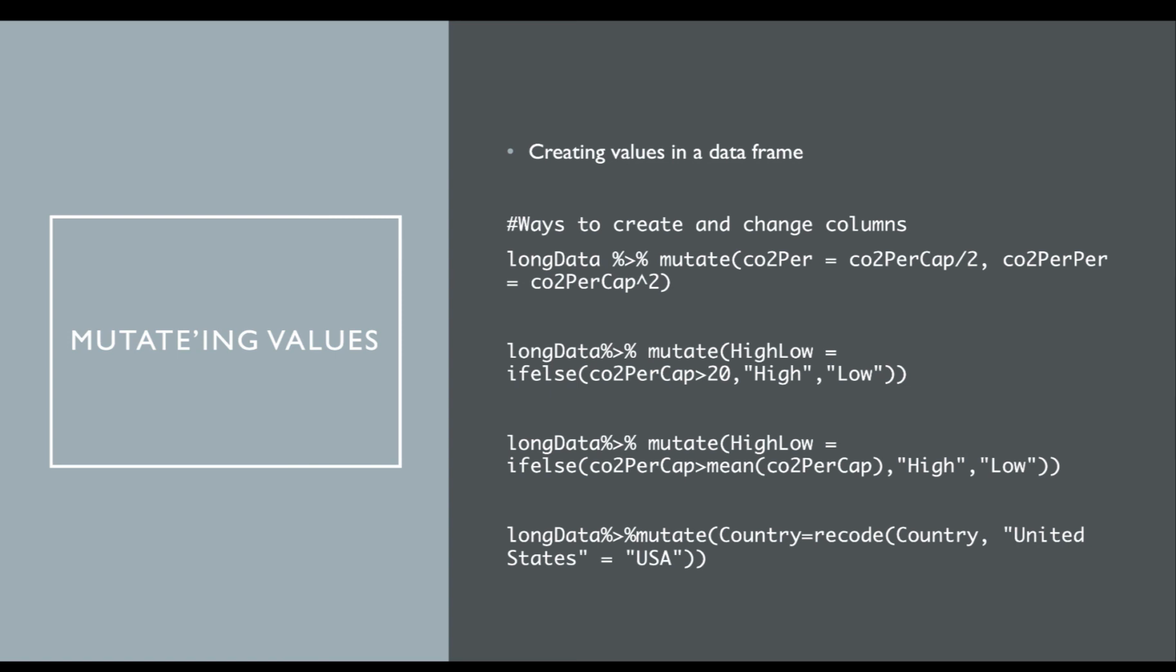The mutate function allows us to also recode values in existing columns. In the last example, we see that the mutate function is manipulating the country column, and it is recoding the country column where the value is United States to be changed to USA.